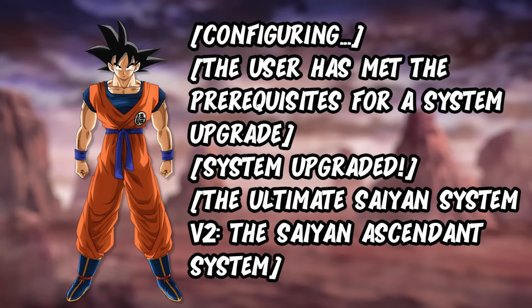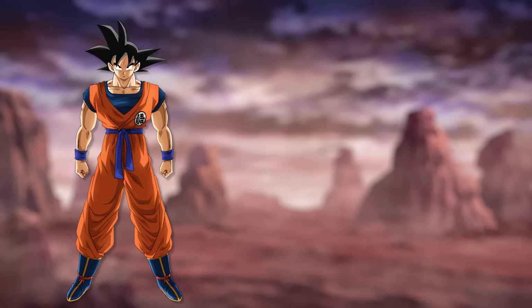Configuring. The user has met the prerequisites for a system upgrade. System upgraded. The Ultimate Saiyan System version 2, the Saiyan Ascendant System. Goku feels an outburst of wind from around him and is surprised by this notification. It's like his system has gone through a total revamp and even the panels look slightly different.